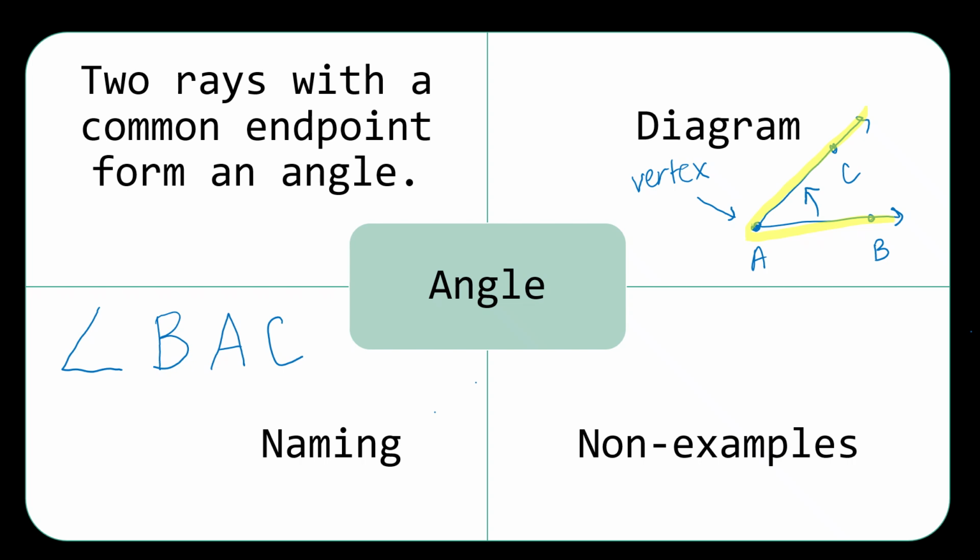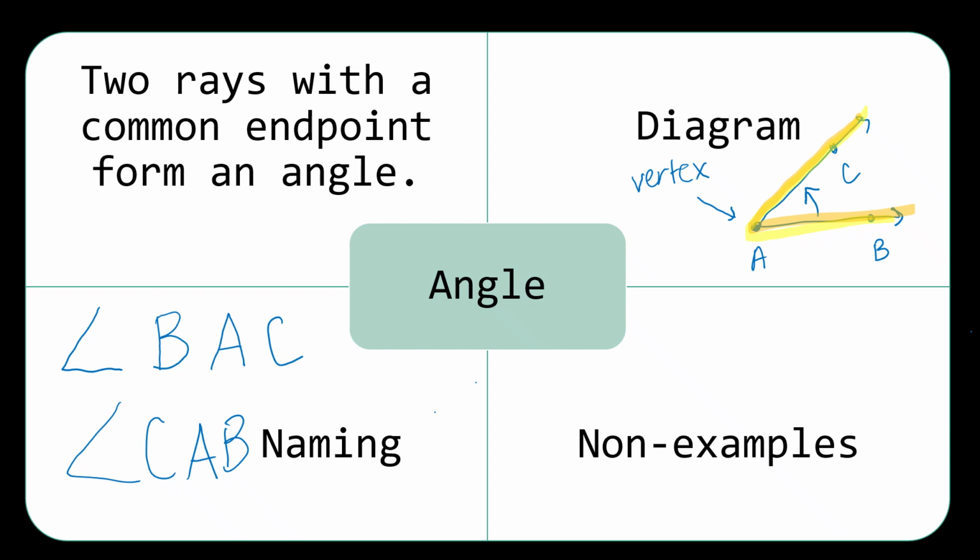I could also call this angle CAB, as long as the A is in the middle. If I do that, then I'm just tracing the angle in the other order, but it's still open the same amount, so it's still the same angle. It's just traced in the other order.